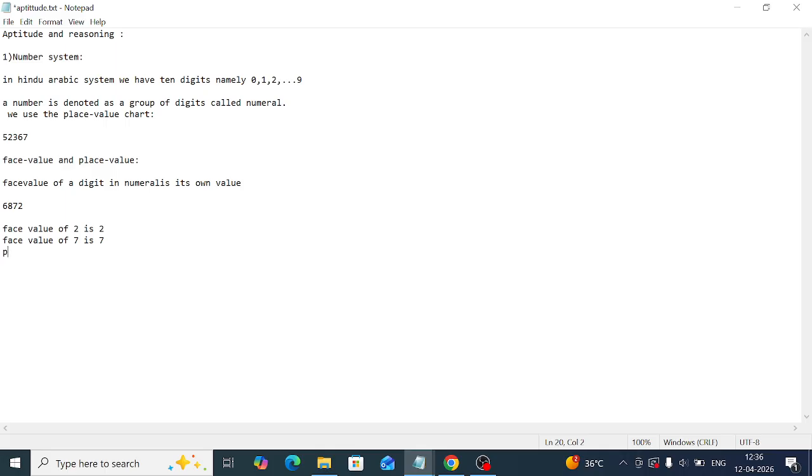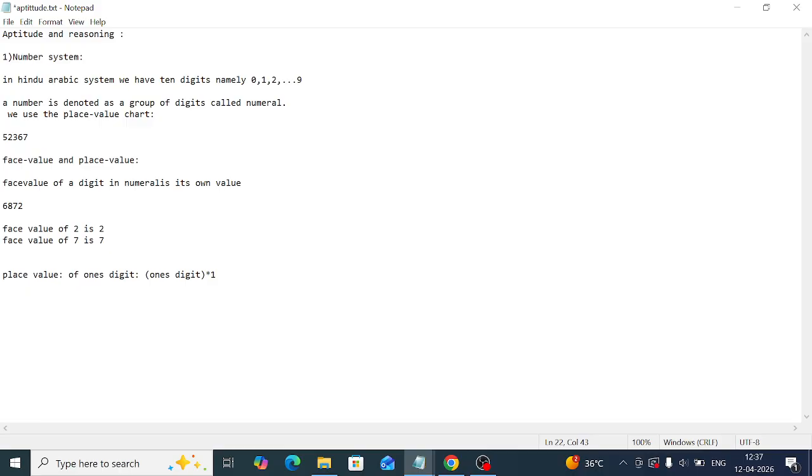What is the place value? Place value is different from face value. The place value of the ones digit: ones, tens, hundreds, thousands. The place value of the ones digit means the ones digit into 1.